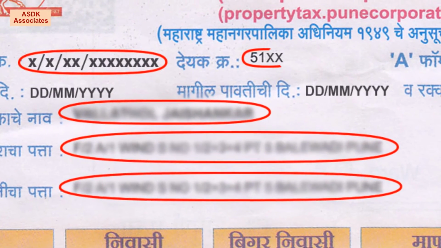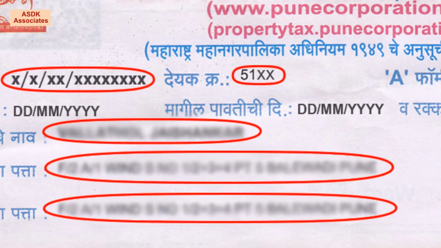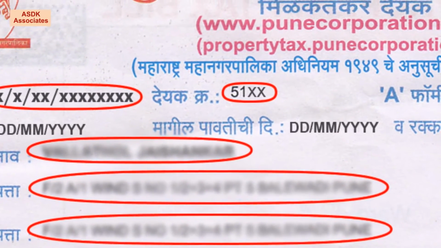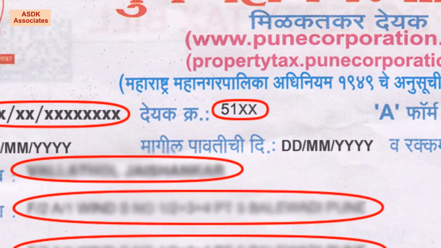Bill number. Just beside the property tax number, you will find Deyak Kramank, that is your bill number. Your bill number is nothing but a unique code for the bill. Every bill has a different bill number.